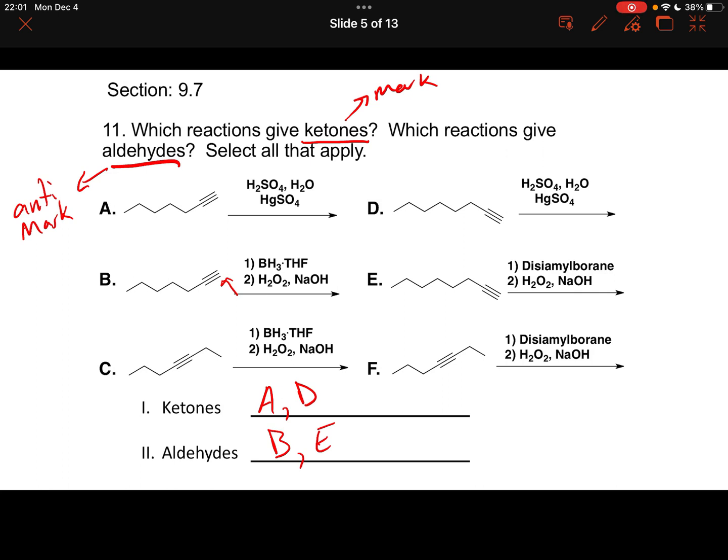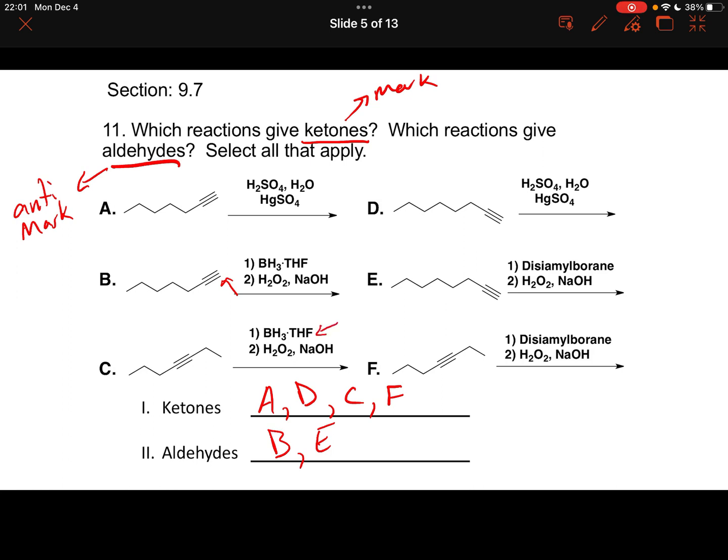But C and F are internal alkynes. And so there isn't a more substituted side because it's an alkyne and there's only one group coming off of each. So in fact, even though C and F reaction conditions are anti-Markovnikov, we're not seeing an aldehyde getting formed because this isn't a terminal alkyne in the first place.